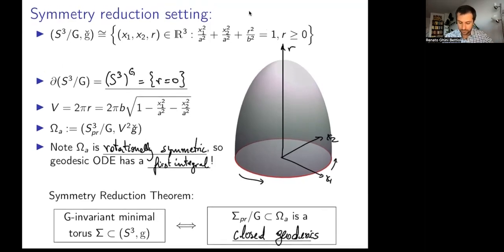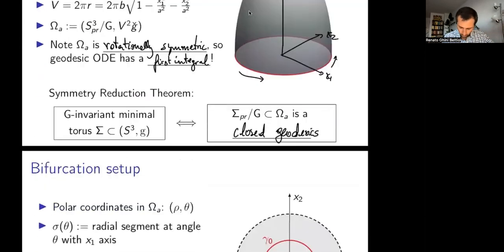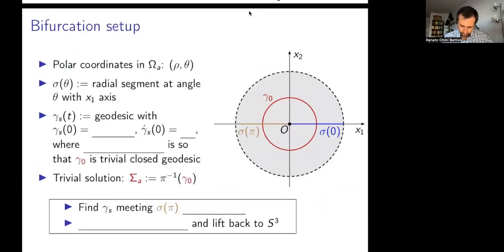The ones we discussed in the third part of the talk do not have this first integral. So this is exactly that vertical branch. So this is the very degenerate case where there's an even larger isometry group, 2 copies of O2. Okay, so we want to find closed geodesics, bifurcating from a trivial one.